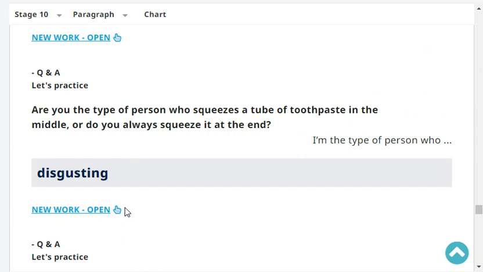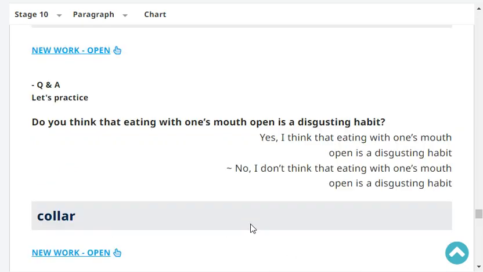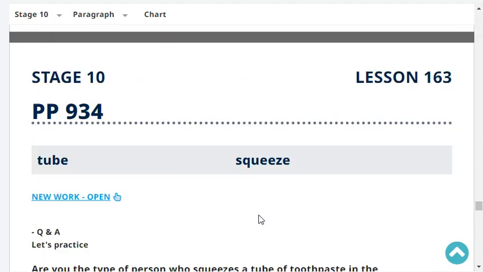Are you the type of person who squeezes a tube of toothpaste in the middle, or do you always squeeze it at the end? I'm the type of person who squeezes a tube of toothpaste at the end. Very good.